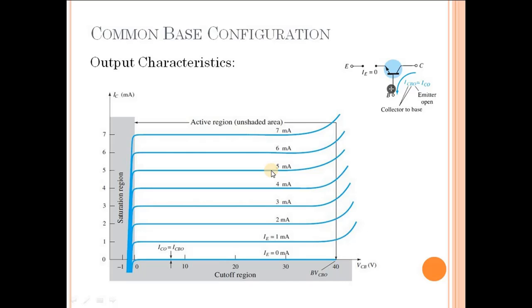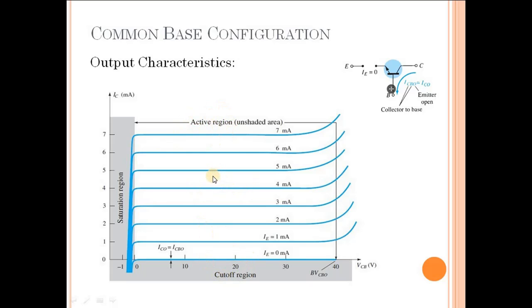Then the output characteristics of the BJT in the common base configuration can be divided into certain regions which we can identify. We have three basic regions: active region, cutoff region, and saturation region. So the entire output characteristics can be subdivided into three regions. Those regions are the saturation region, active region, and the cutoff region.